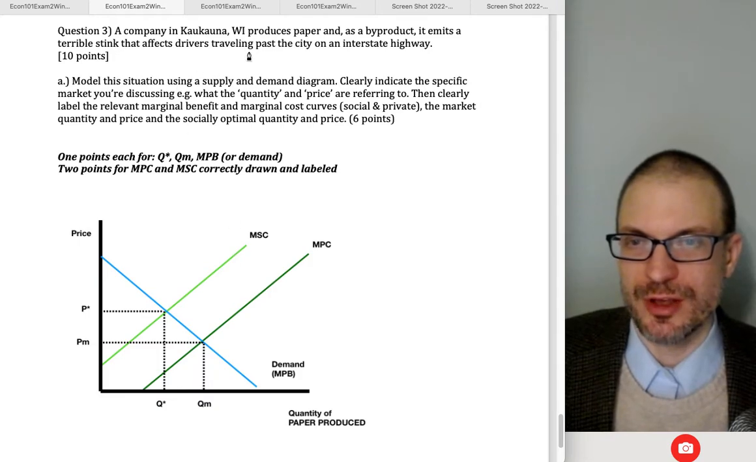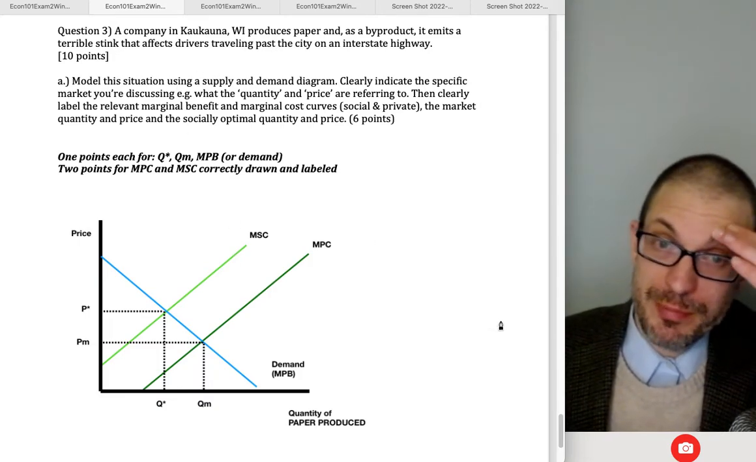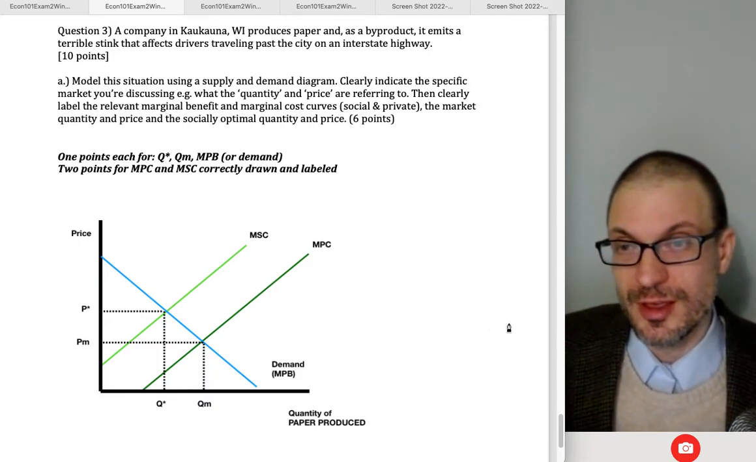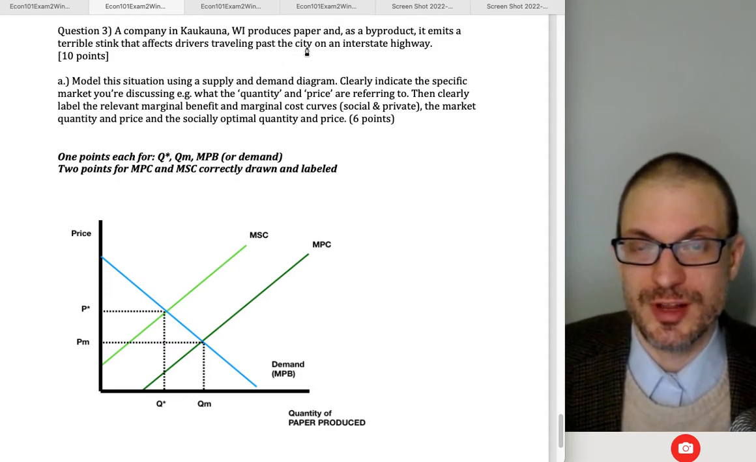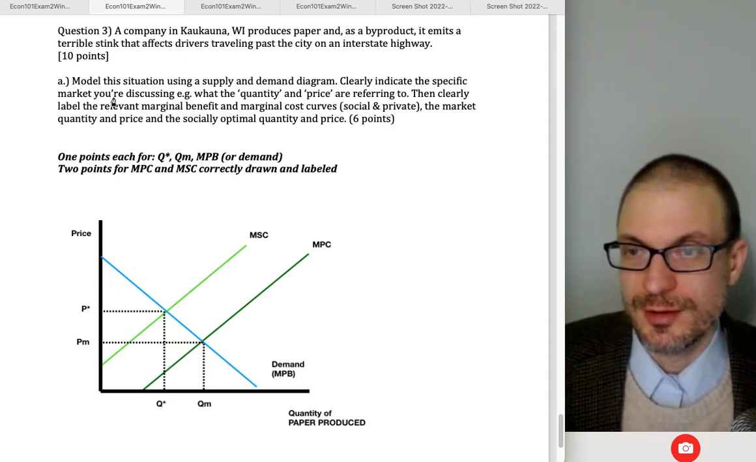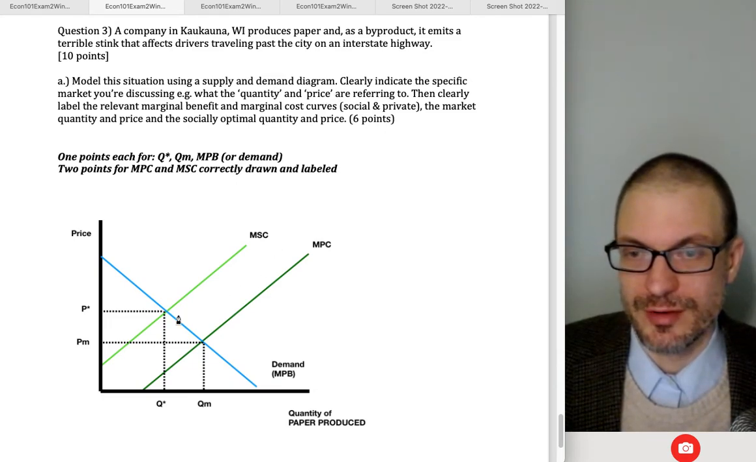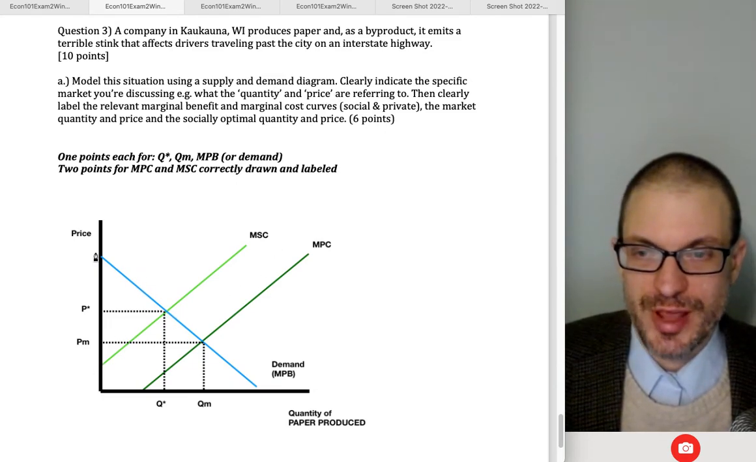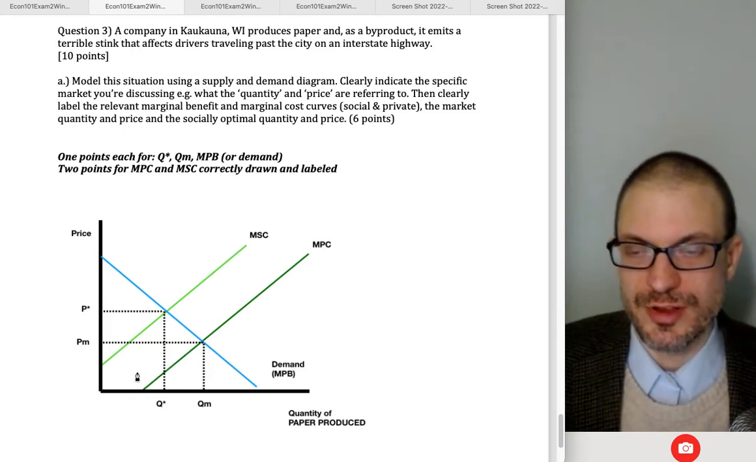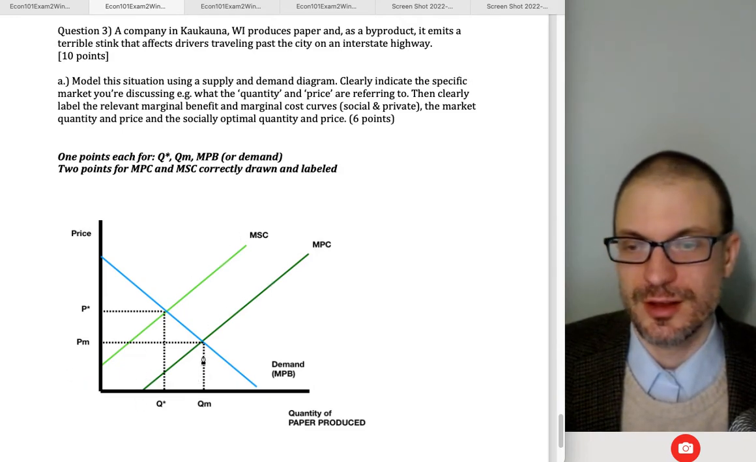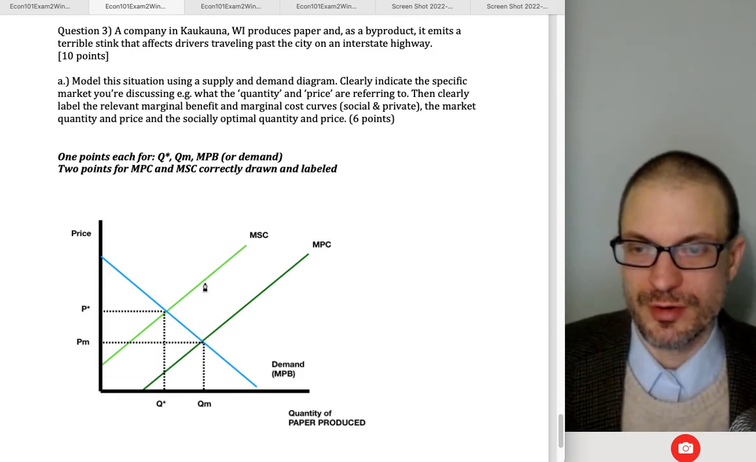All right, so company Econ produces paper as a byproduct, emits a terrible stink, affects drivers driving past the city on Highway 41. Model the situation, use supply and demand diagram, clearly indicate everything. All right, so this is the negative externality situation. Here is our marginal private benefit or our demand curve. Here's our marginal private cost, right? And then the marginal social cost additionally includes the externality, right? So there's going to be this additional cost. It's going to be the odor, right?